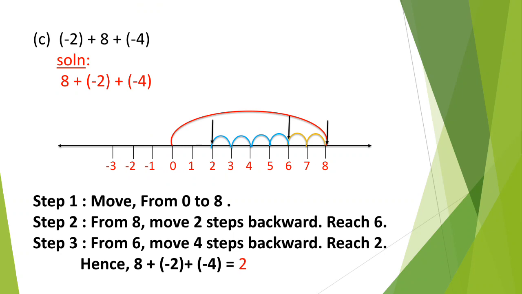I repeat, first we went 0 to 8 and then we are moving 2 steps backward. 7, 6. What is the next one? 4 steps backward. 5, 4, 3, 2. We reach 2. That is your final answer. You have to understand. For a positive integer, you have to go forward. If you have any negative integer, you want to move backward.